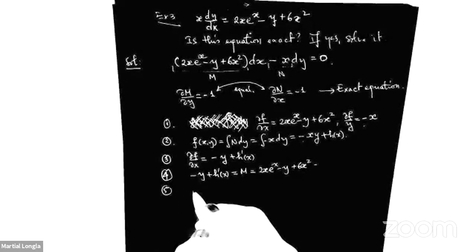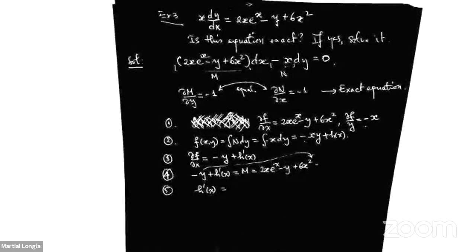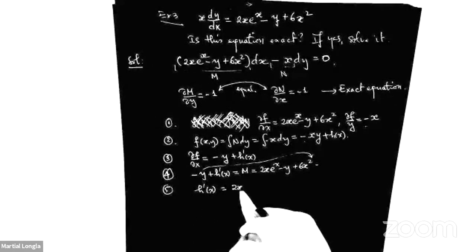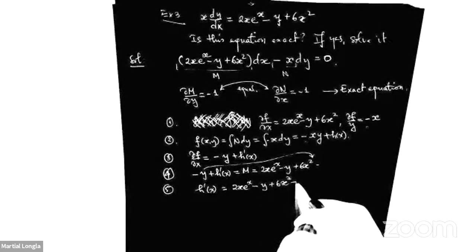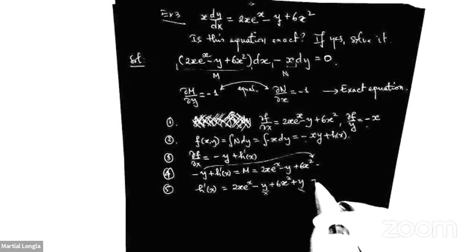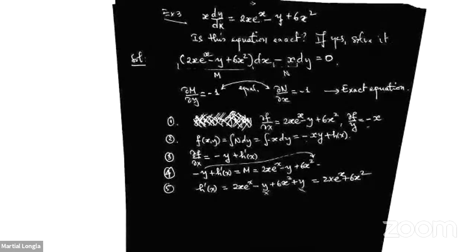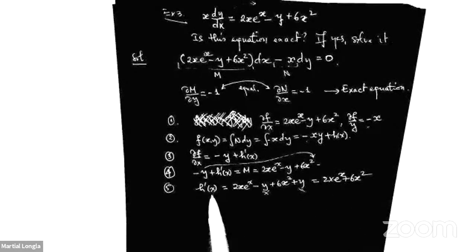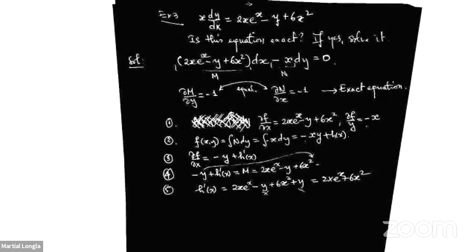And then step 5 said solve for h prime. So h prime of x equals, you take this thing to the other side. So you get 2x e to the x minus y plus 6x squared minus y, that's plus y. And you can see that the y's cancel. So that is 2x e to the x plus 6x squared. In the other way, I said x will disappear. And in this method, y will disappear. So you got h prime of x equals 2x e to the x plus 6x squared. So y disappeared, everything is just x now.